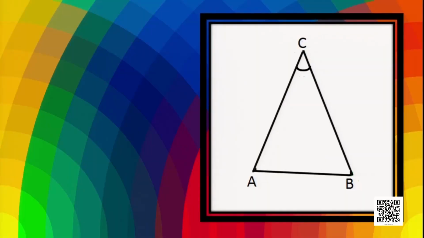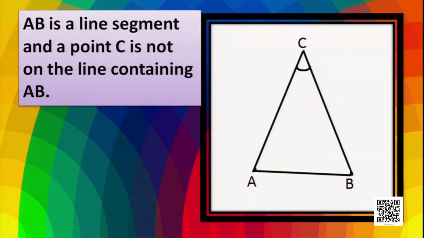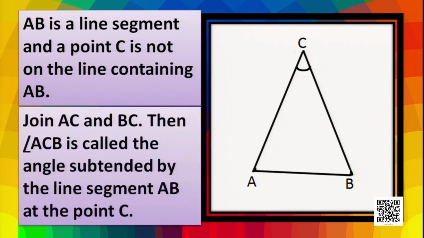Here AB is a line segment, and a point C is not on the line containing AB. Then if we join AC and BC, we get an angle, that is ACB. So angle ACB is called the angle subtended by the line segment AB at point C.